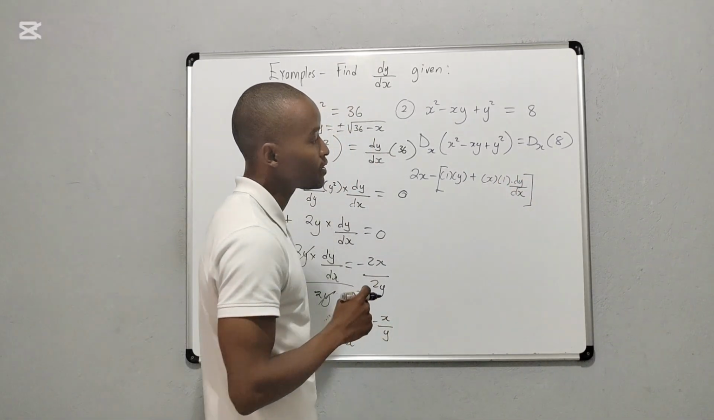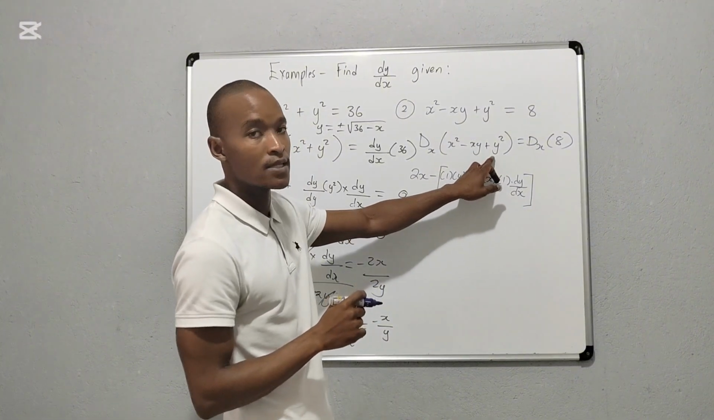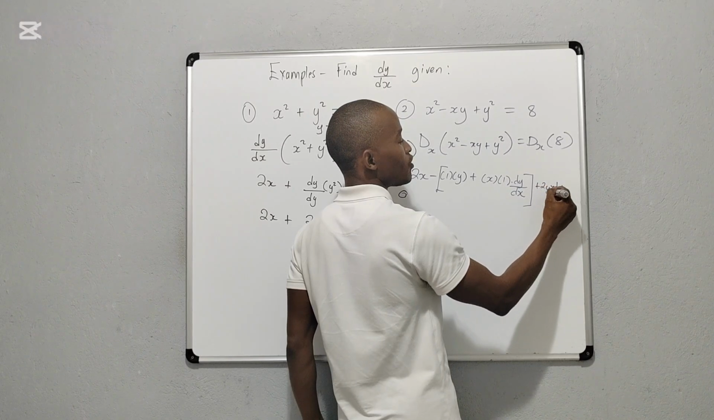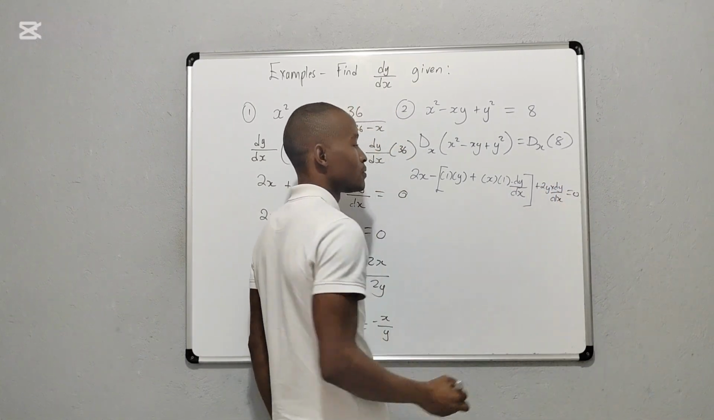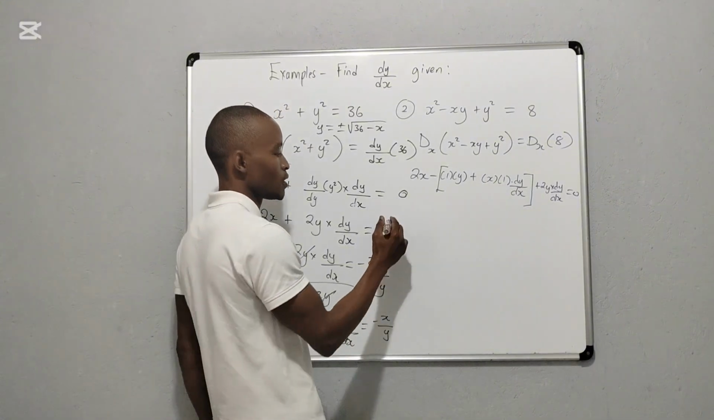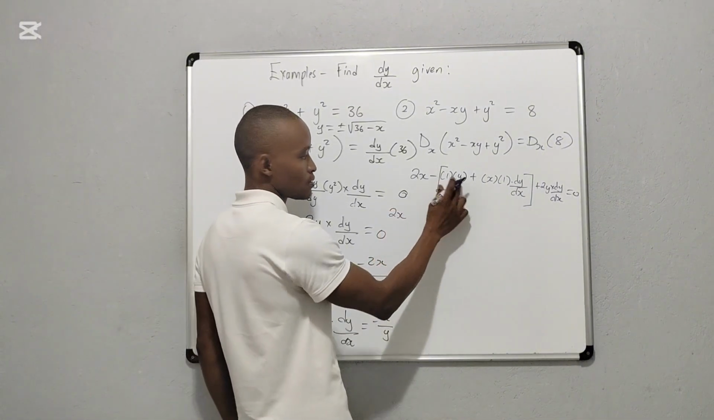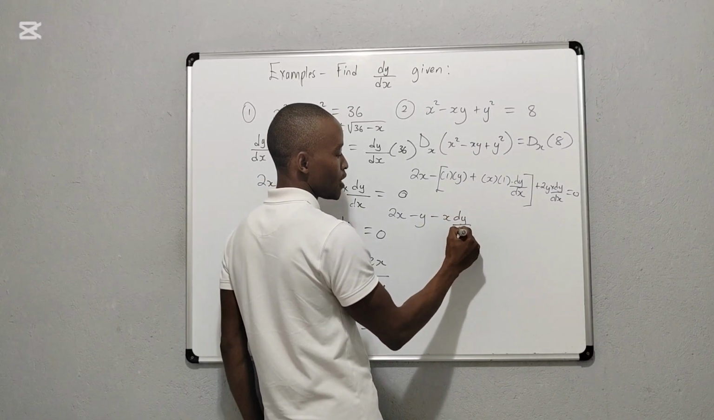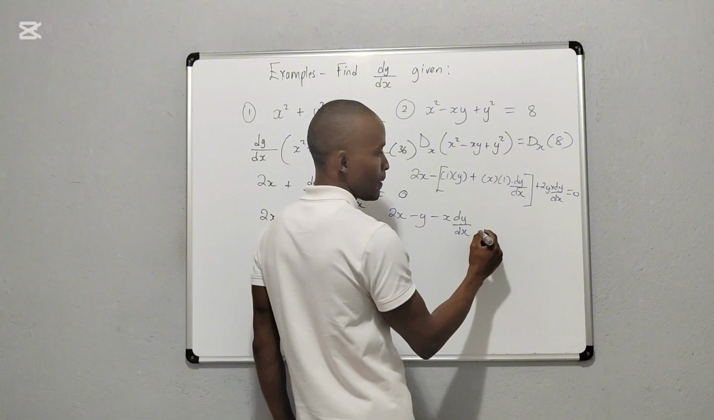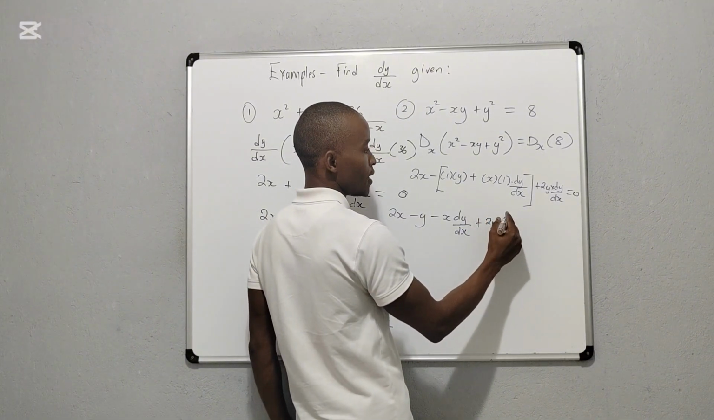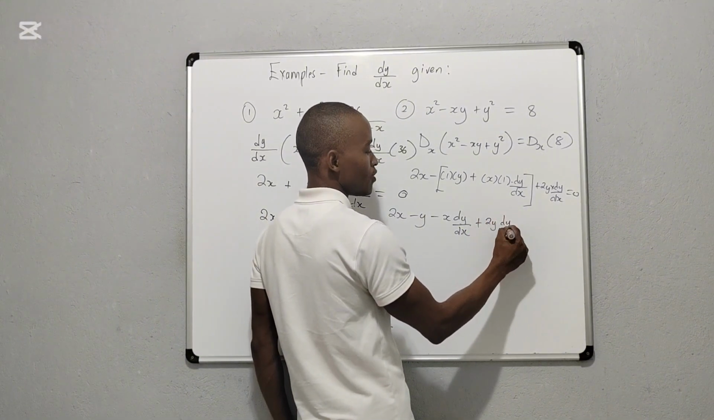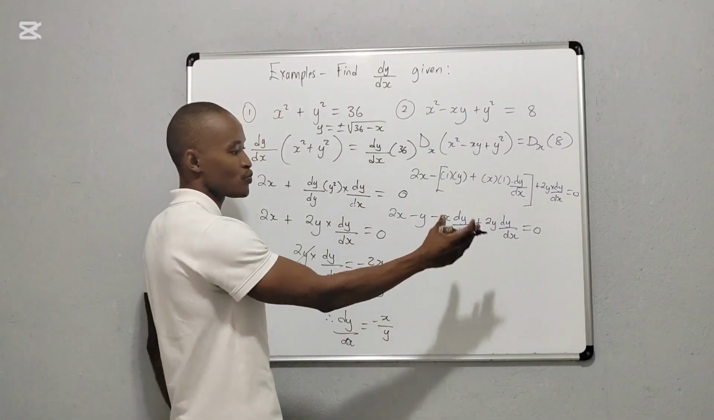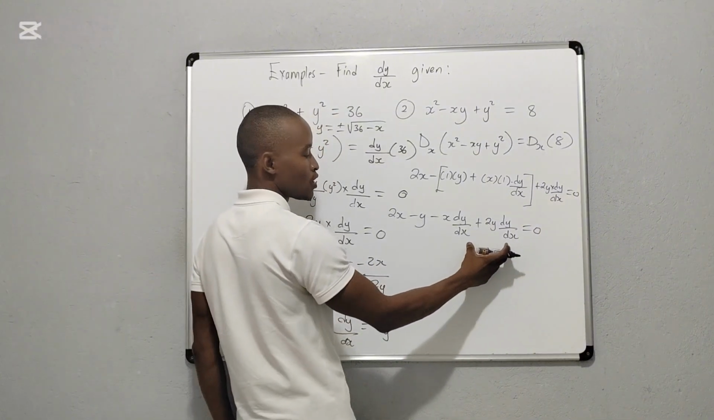Plus the derivative of y squared, the same thing applies there: 2y times dy over dx is equal to 0. Okay, so we need to carefully clean up here. We have 2x minus y minus x times dy over dx, plus 2y times dy over dx equal to 0. So we're going to transpose this 2 and factor out the dy over dx.